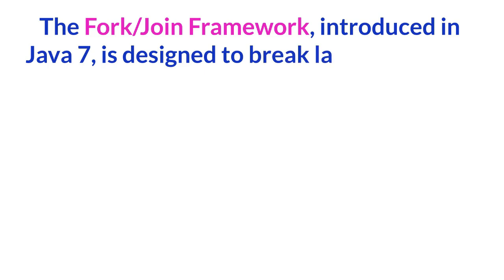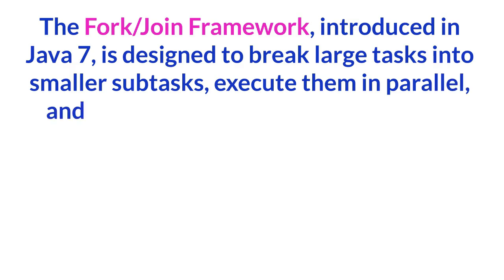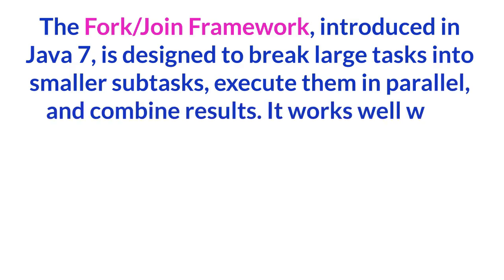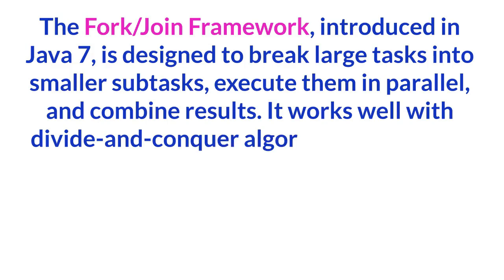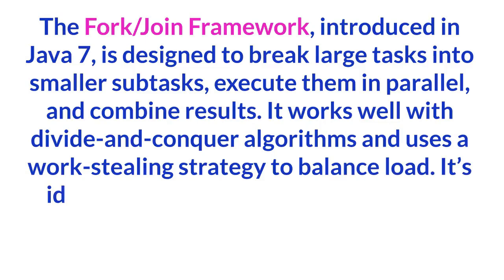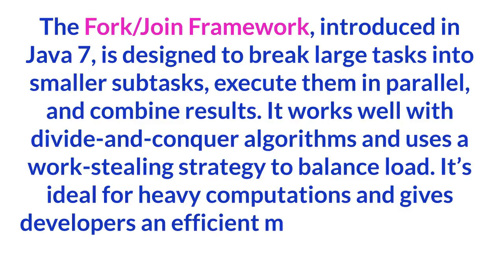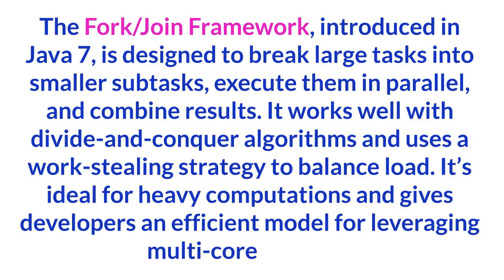What is the fork/join framework in Java? The fork/join framework, introduced in Java 7, is designed to break large tasks into smaller subtasks, execute them in parallel, and combine results. It works well with divide and conquer algorithms and uses a work-stealing strategy to balance load. It's ideal for heavy computations and gives developers an efficient model for leveraging multi-core systems.